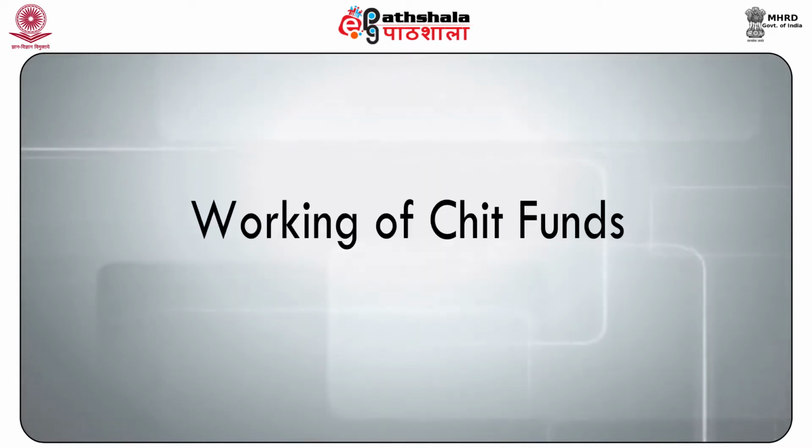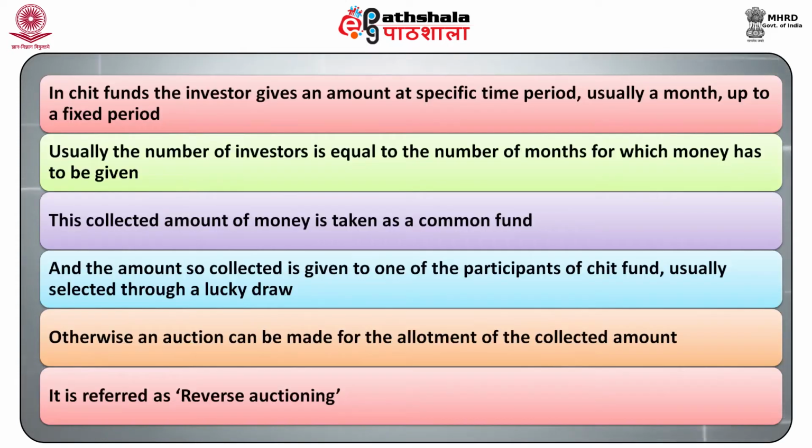Main business of chit fund organizations. Working of chit funds. In chit funds, the investor gives an amount at a specific time period, usually a month, up to a fixed period. Usually, the number of investors is equal to the number of months for which money has to be given. This collected amount of money is taken as a common fund, and the amount so collected is given to one of the participants of the chit fund, usually selected through a lucky draw.